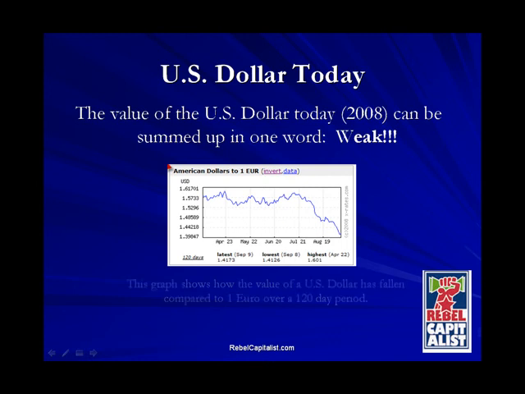We have a graph here that's comparing U.S. dollars to 1 euro. So this is basically saying how many dollars would we get for 1 euro? Euro being the European Union's official currency. And this graph shows the value of the U.S. dollar has fallen compared to 1 euro over a 120-day period. So as the graph says, the latest, September 9th of 2008, we could get $1.41 for 1 euro.